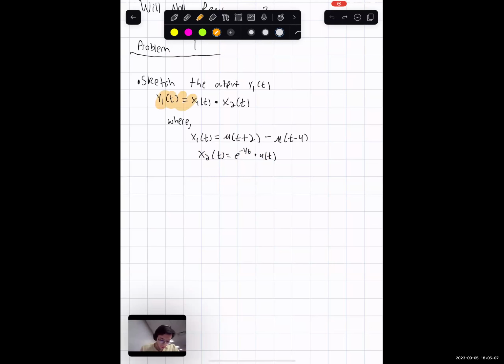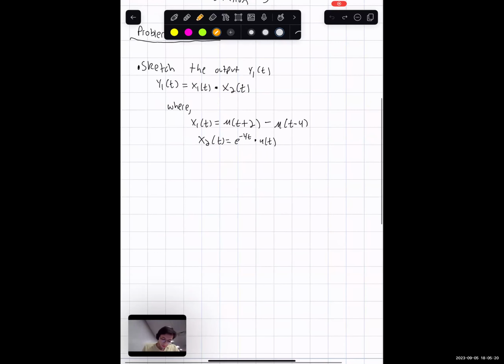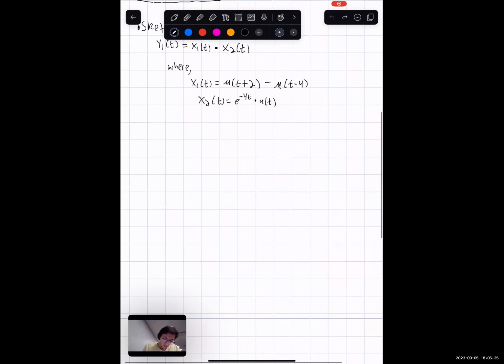So here we see the overall question is asking for y1 of t, and y1 of t is composed of x1 of t times x2 of t. So the first step here would be to find out what x1 of t is, and once we know that, we can move on to x2 of t. So let's start off with just x1 of t. And like I said, the best thing you can do is always graphing.